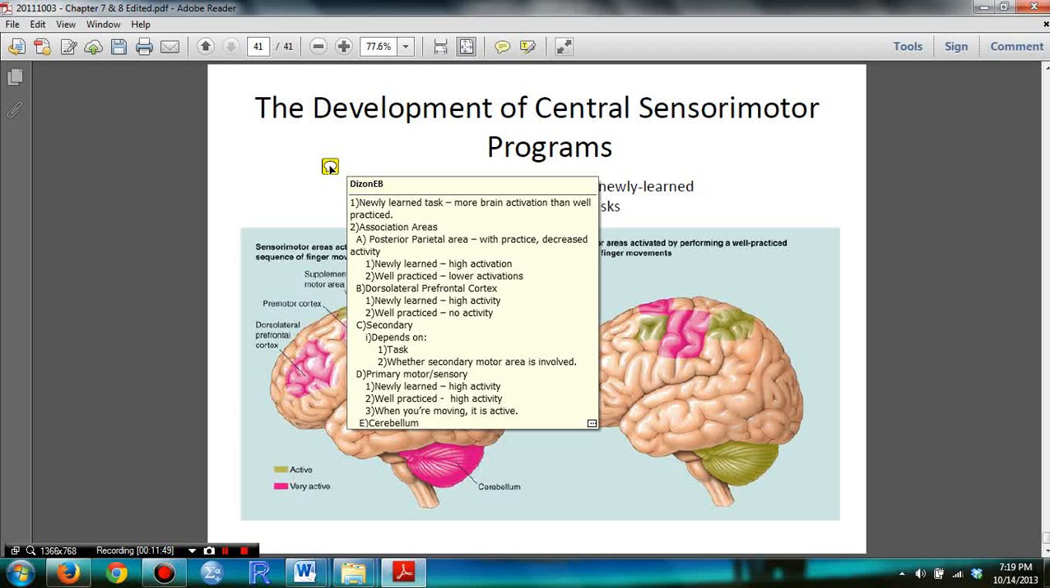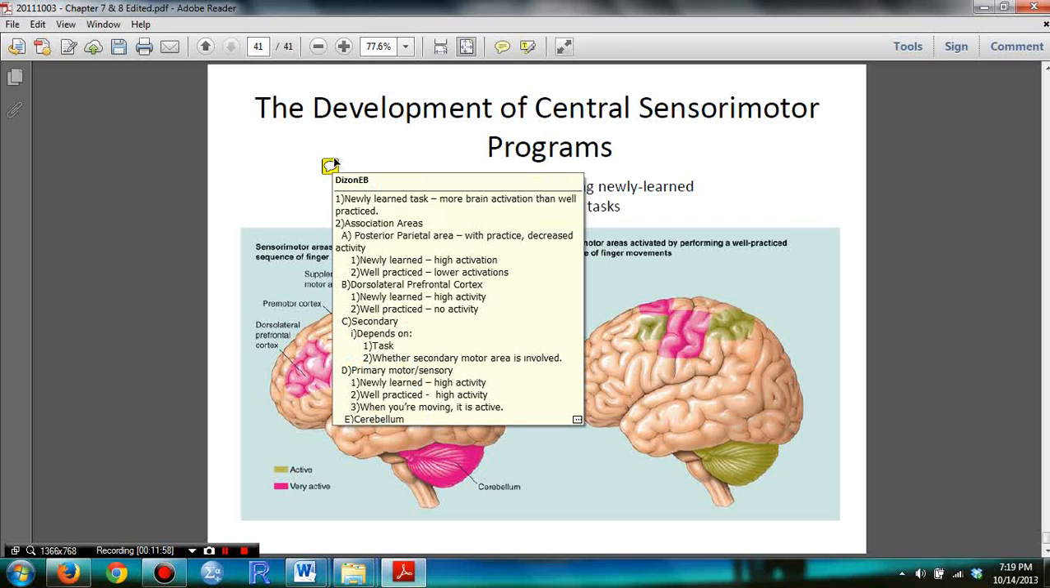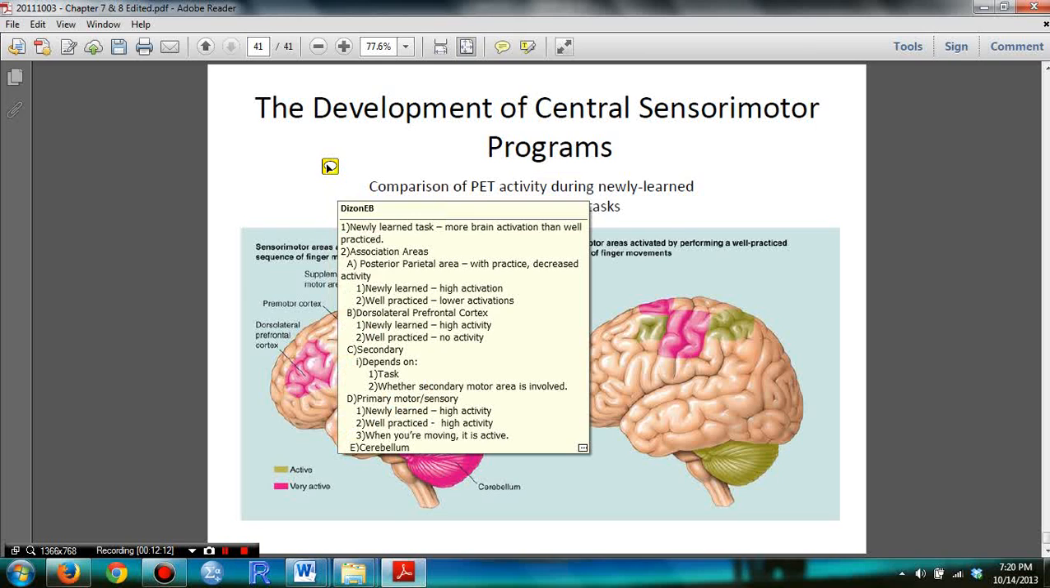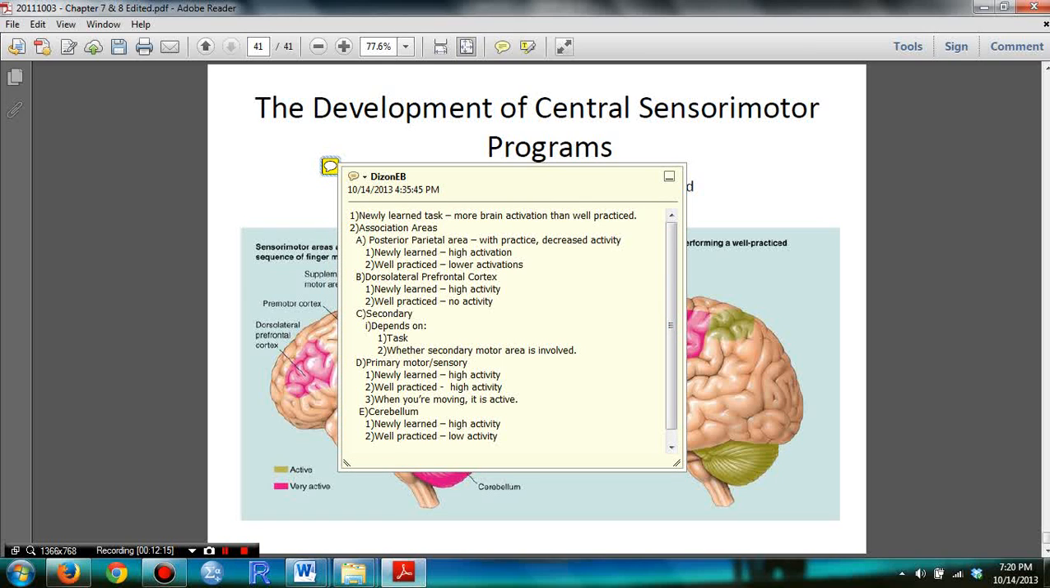In the secondary cortex, it really depends on the task and whether the secondary motor area is involved. For the primary motor and sensory areas, newly learned is high activity, and well practiced is high activity. Basically, when you're moving, it's always active. In the last part, the cerebellum, newly learned has high activity, and well practiced has low activity.